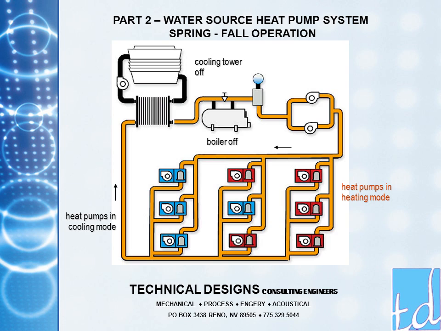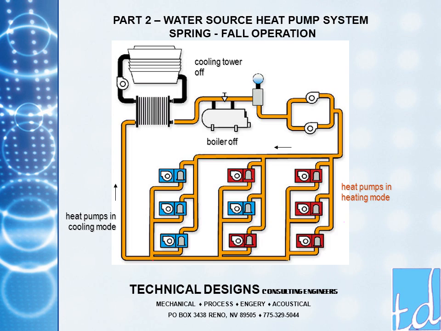During mild weather, such as spring and fall, the heat pumps serving the sunny side and interior of the building operate in cooling mode and reject heat into the water loop. The heat pumps serving the shady side of the building operate in the heating mode and absorb heat from the loop. Heat rejected by the units operating in cooling mode can be used to offset the heat absorbed by the units in the heating mode.